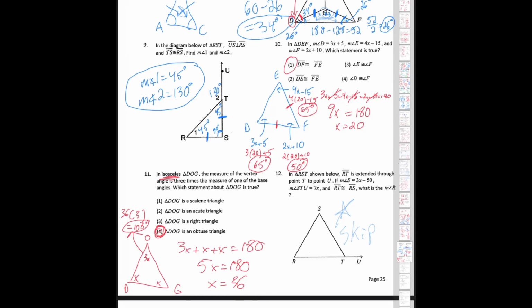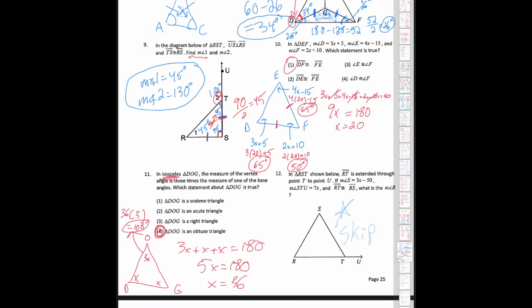Number 9, we're given US perpendicular to RS, right angle. We know right angles are 90 degrees. And then we're told that TS is congruent to RS. So that means their opposite angles are congruent. Since this is 90, I have to make up the 90 between these two angles. So I do 90 divided by 2, which is 45, and I get 45 and 45. So I got angle 1. Angle 1 is 45 degrees.